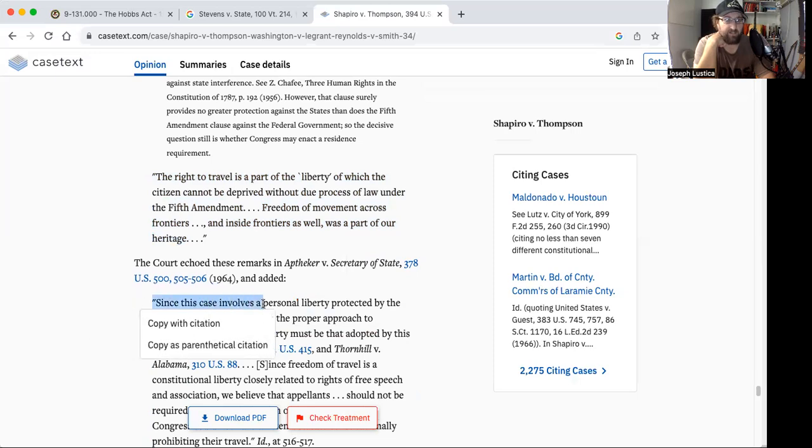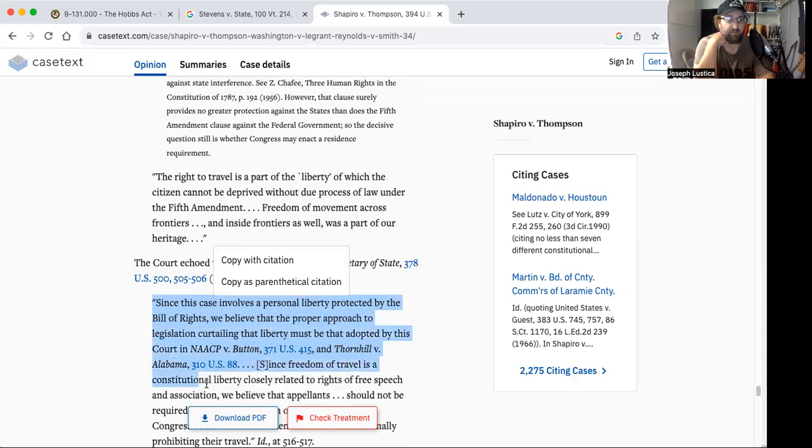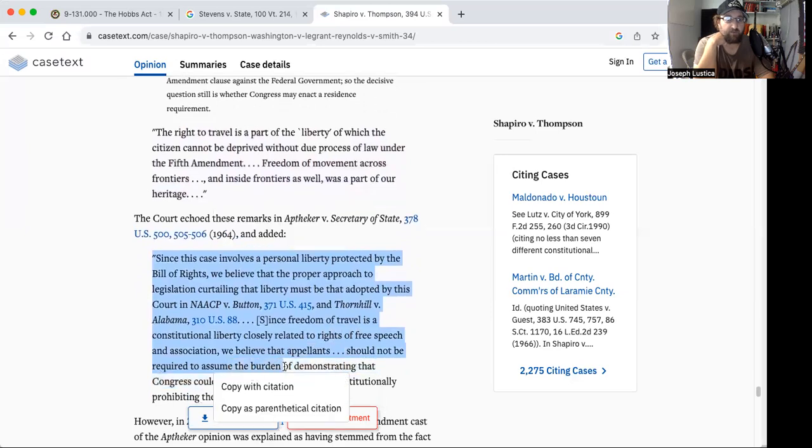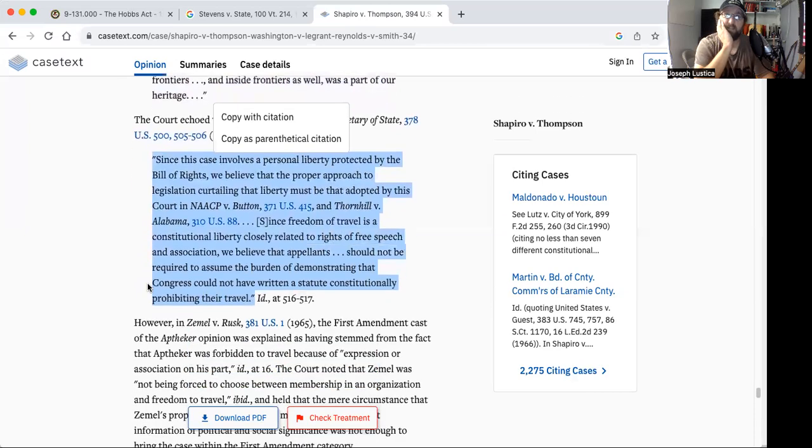Since this case involves a personal liberty protected by the Bill of Rights, we believe that prior to proposed legislation curtailing that liberty, a compelling standard must be adopted by this court. Since freedom of travel is a constitutional liberty closely related to the rights of free speech and association, we believe that appellants should not be required to assume the burden of demonstrating that Congress could not have written a statute constitutionally prohibiting their travel. You cannot write a statute constitutionally prohibiting someone's travel.